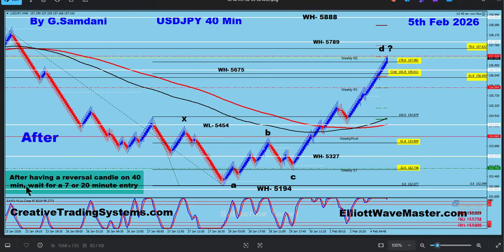My motto is this, after having a reversal candle on 40, I need the reversal candle, a short reversal candle like here, like this one, right, with a very small body in the middle. And then I will wait and see on my 7-minute chart if I can get a short entry. For example, what kind of short entry?